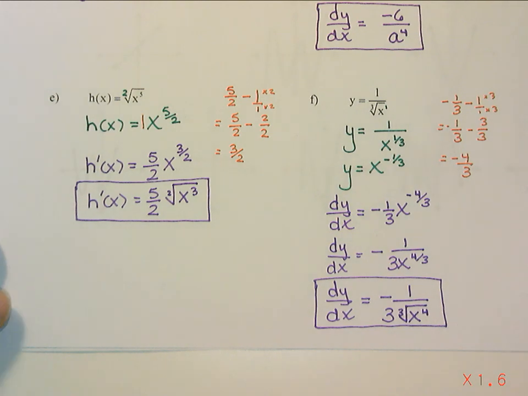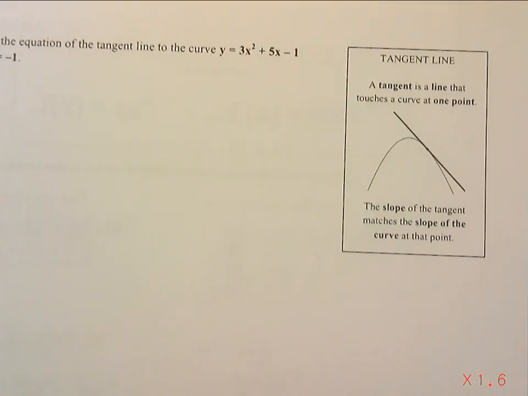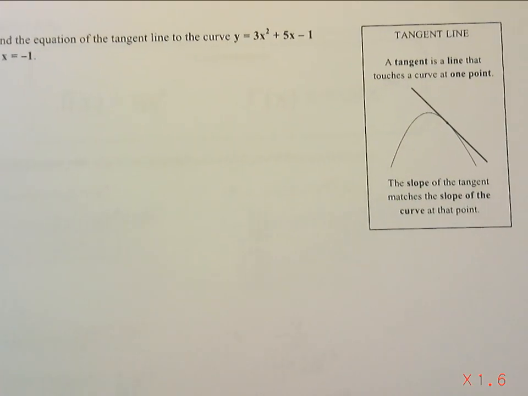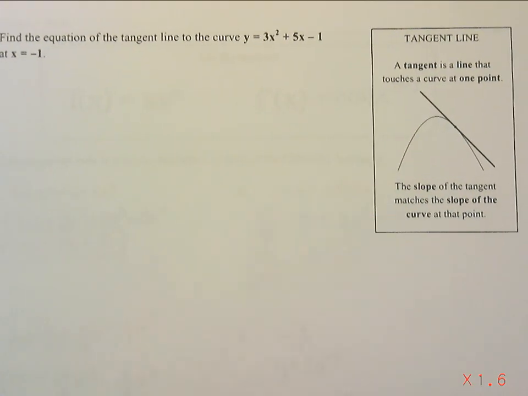Okay, our last page, we've got some graphs. So it says here, a tangent is a line that touches a curve at one point. The slope of the tangent matches the slope of the curve at that point. So when we are finding our derivative, we are finding the equation of the slope of that tangent line.